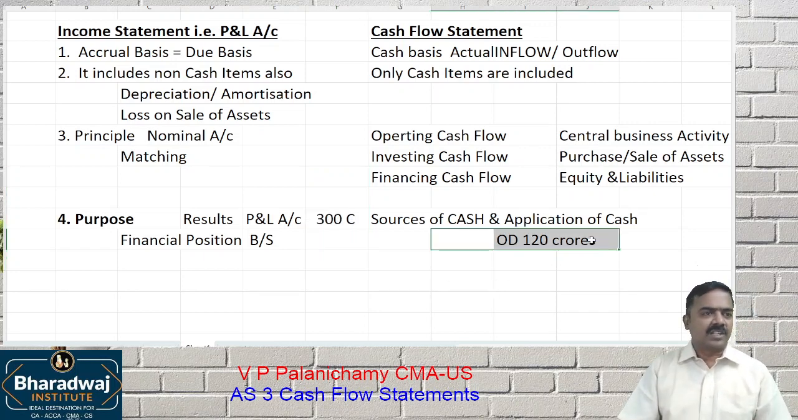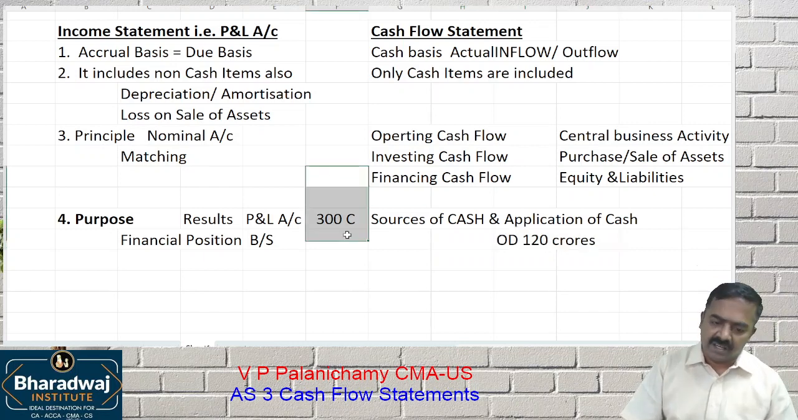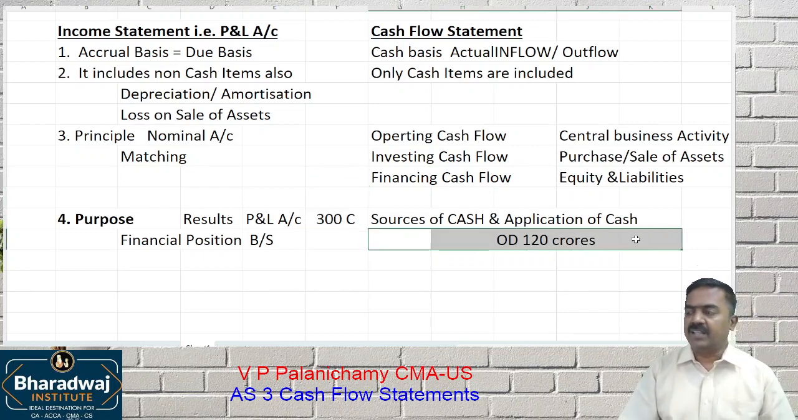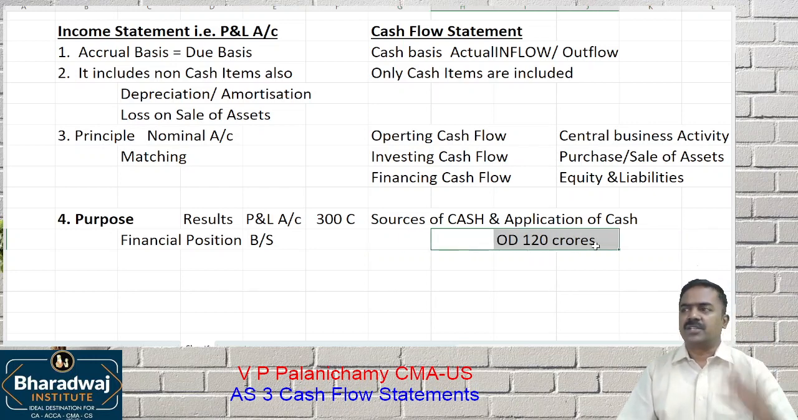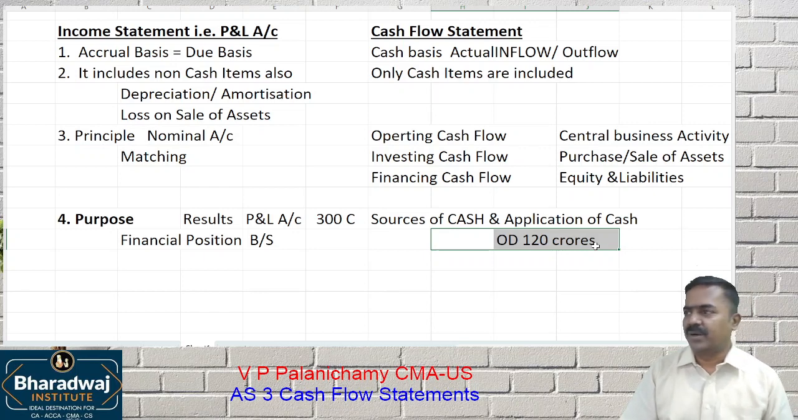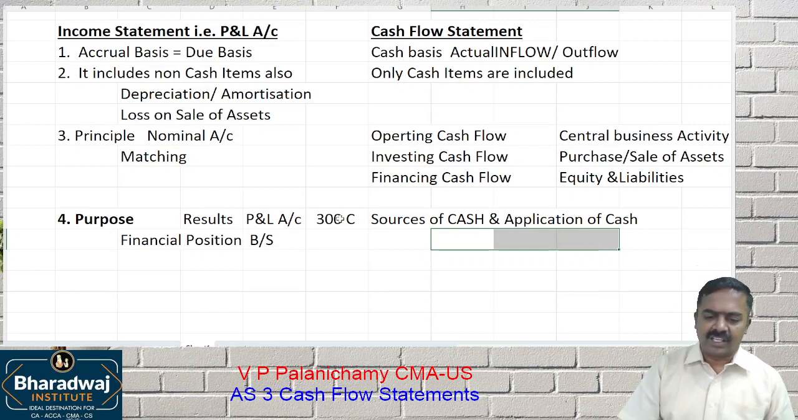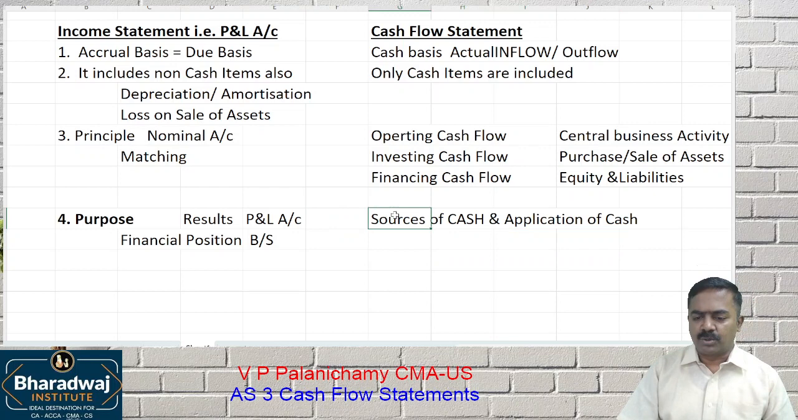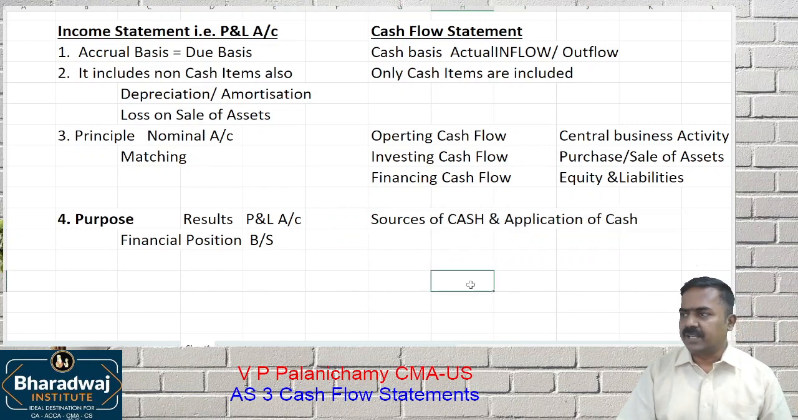If you look at the cash flow statement, from operating activity 300 crores, from investing activity a new asset purchased for 500 crores, and we issued shares for that. For some temporary shortages, we arranged an OD of 120 crores. When you look at the cash flow, you get the sources of cash and the application of cash. It will give us a better picture.